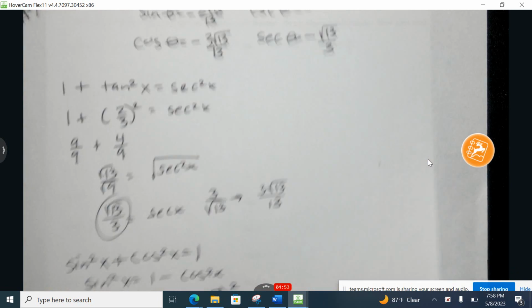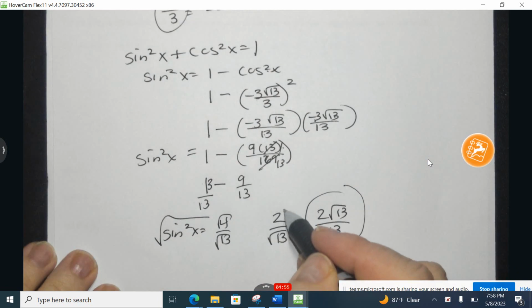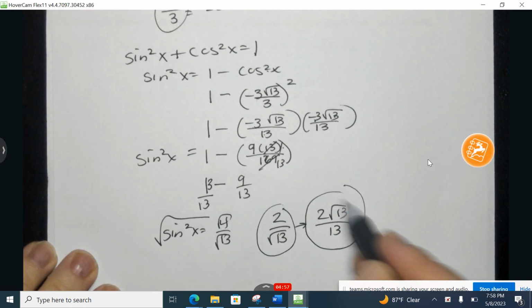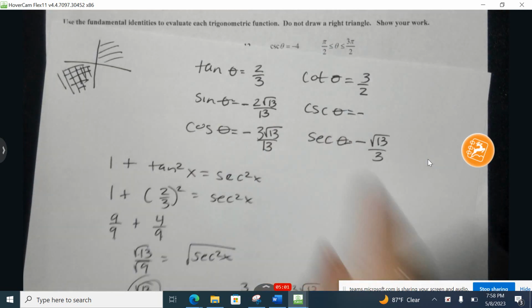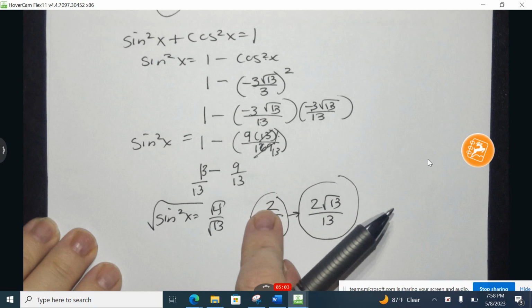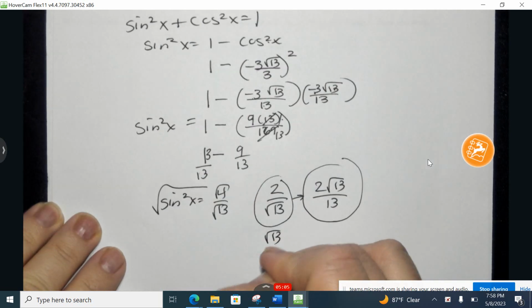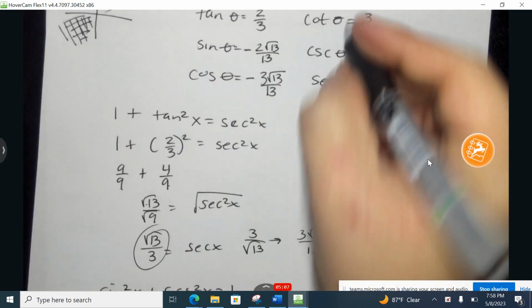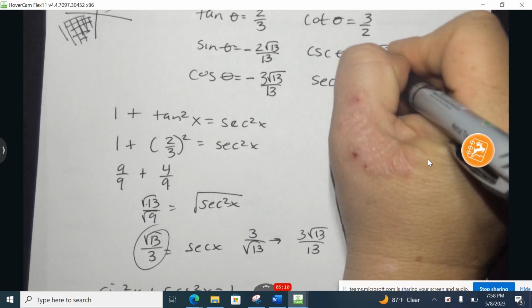There's the negative sign. Now here's the original. This is the original sine, and then I had to make it proper. So when I find the reciprocal of sine, you're able to take the original one before I rewrote it and take the reciprocal, which is radical 13 over 2.